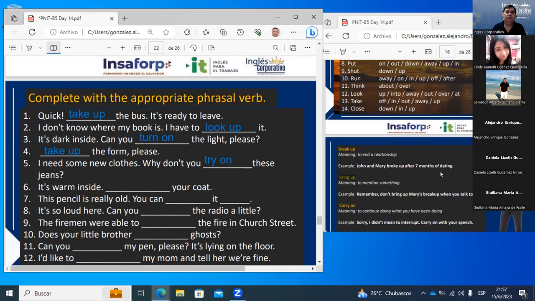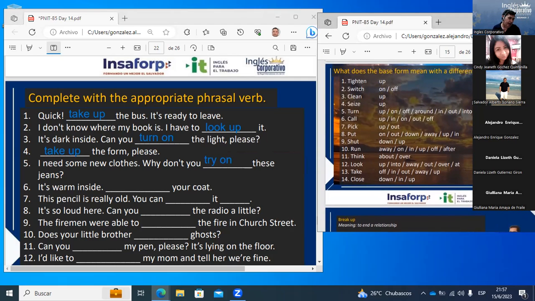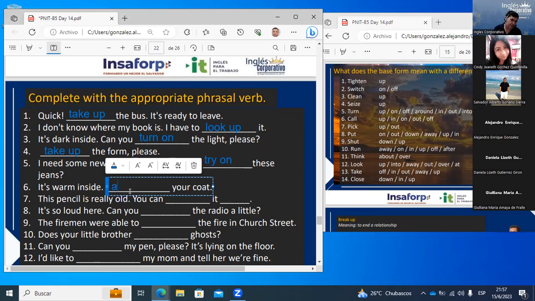It's warm inside. You are wearing a coat, so you enter the house. What do you do? Because it's warm. Take it off. Take it off. Yes, take off.